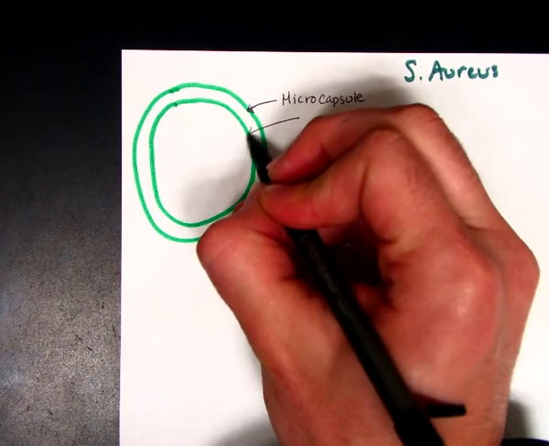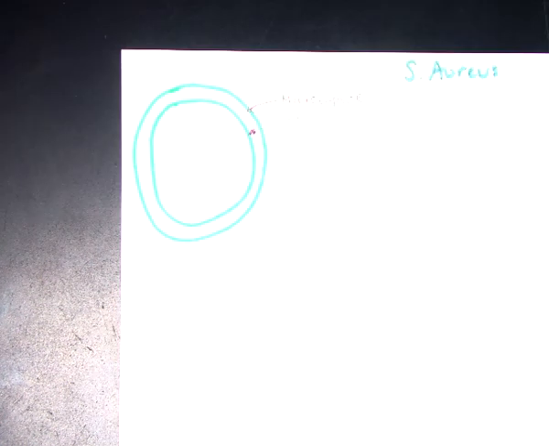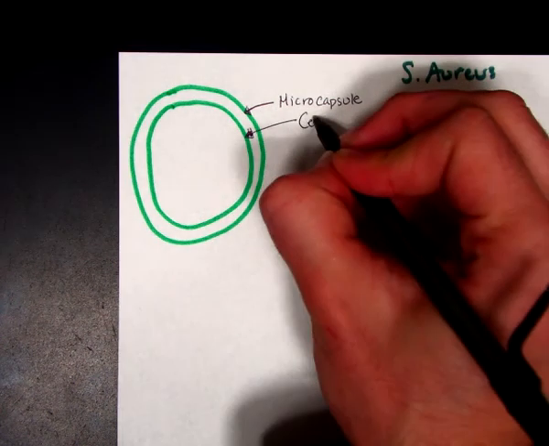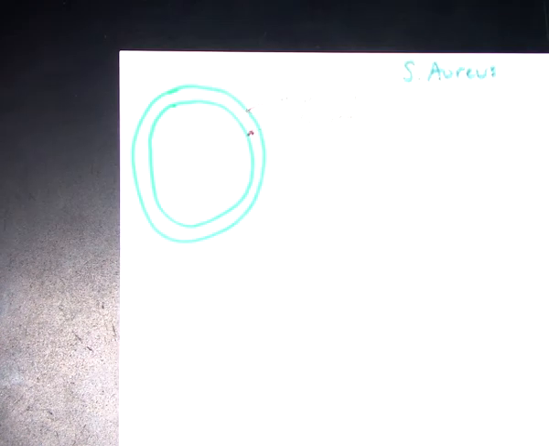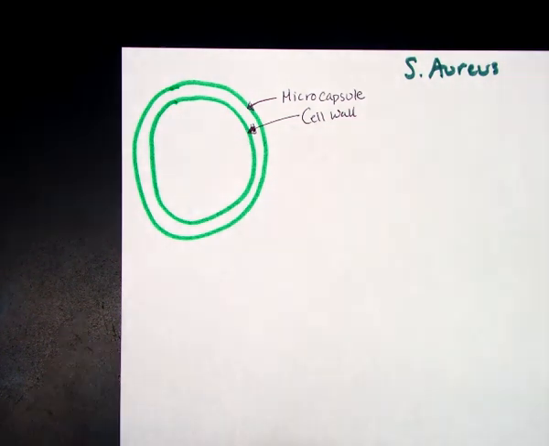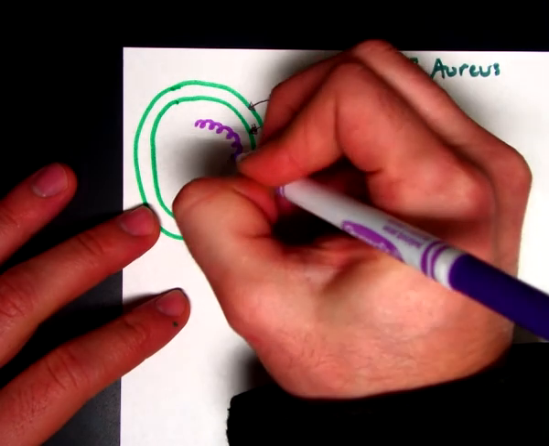But then it also has this little internal wall that's called a cell wall. Now, they share the function of protecting the inside, but they have slightly different compositions and are made of slightly different things. But they protect the most important thing inside the bacteria, which is its DNA.